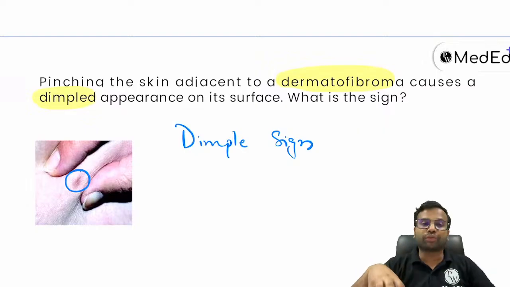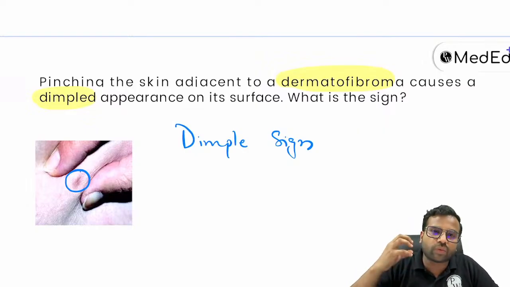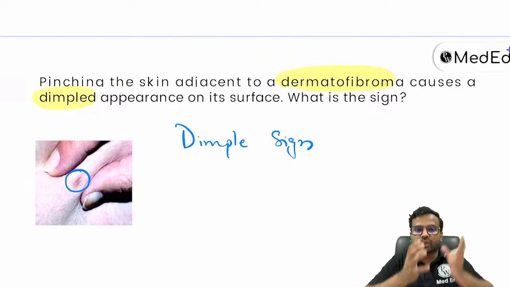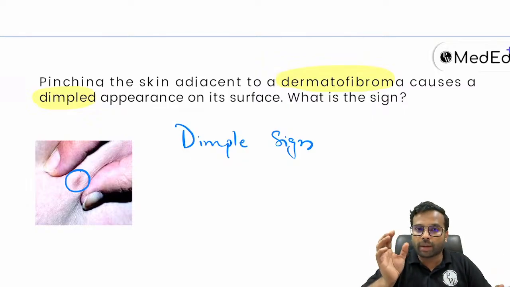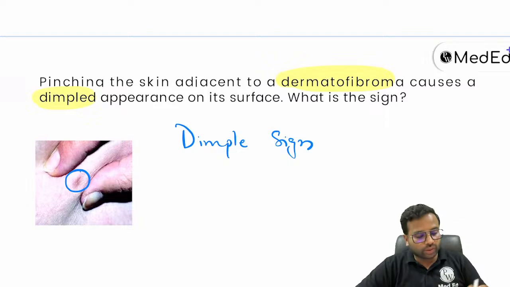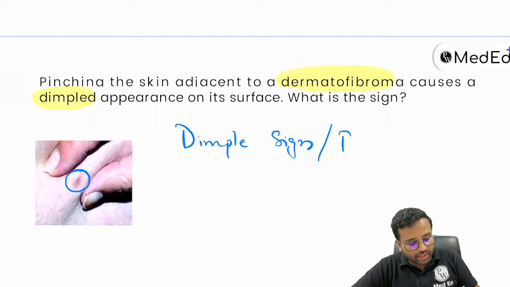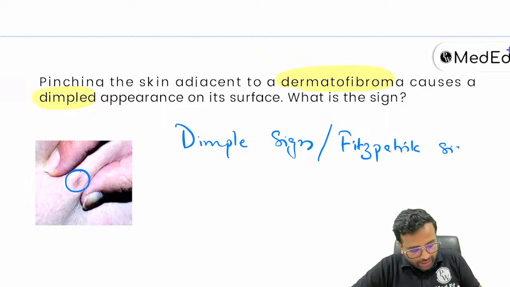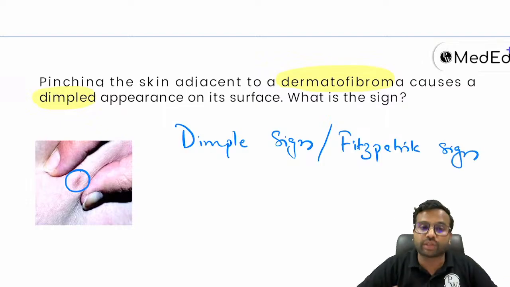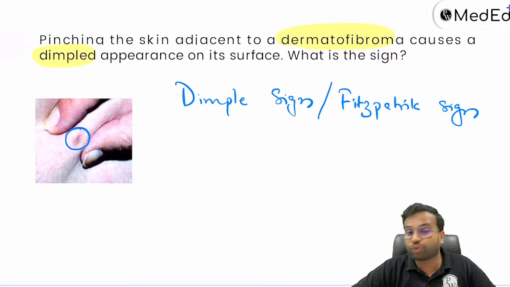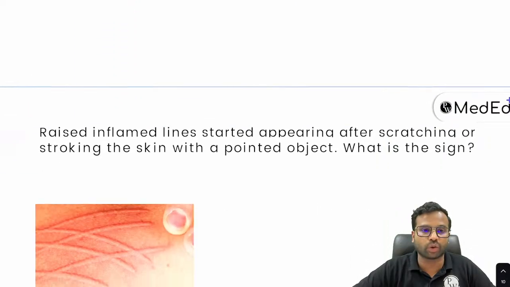Because in dermatofibroma, what happens? The lesion is very adherently attached to the subcutaneous tissue. So since it is attached to the subcutaneous tissue, when you pinch, what will happen? The lesion will go beneath the skin. So this dimple sign, please remember, it is also called by one more name, and that name is Fitzpatrick sign. So these are the two different names of the same sign, dimple sign and Fitzpatrick sign. Remember that we can see them in a disease called dermatofibroma.